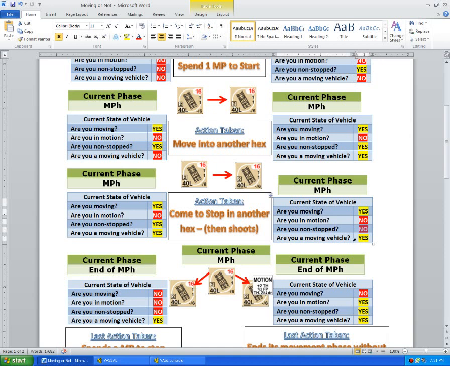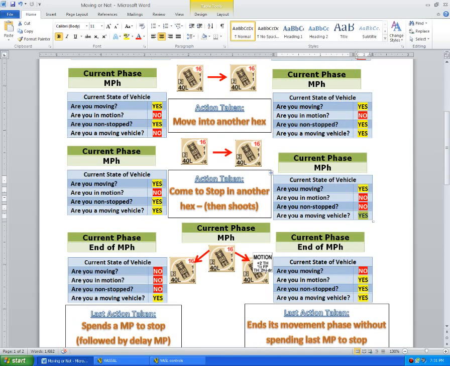And are we a moving vehicle? Of course, we still classify ourselves as a moving vehicle because we still have the same definition. We've moved into another hex. We're still a moving vehicle, even though we have stopped. Remember again, you can look at are you a moving vehicle? Think of that also as are you a moving target?